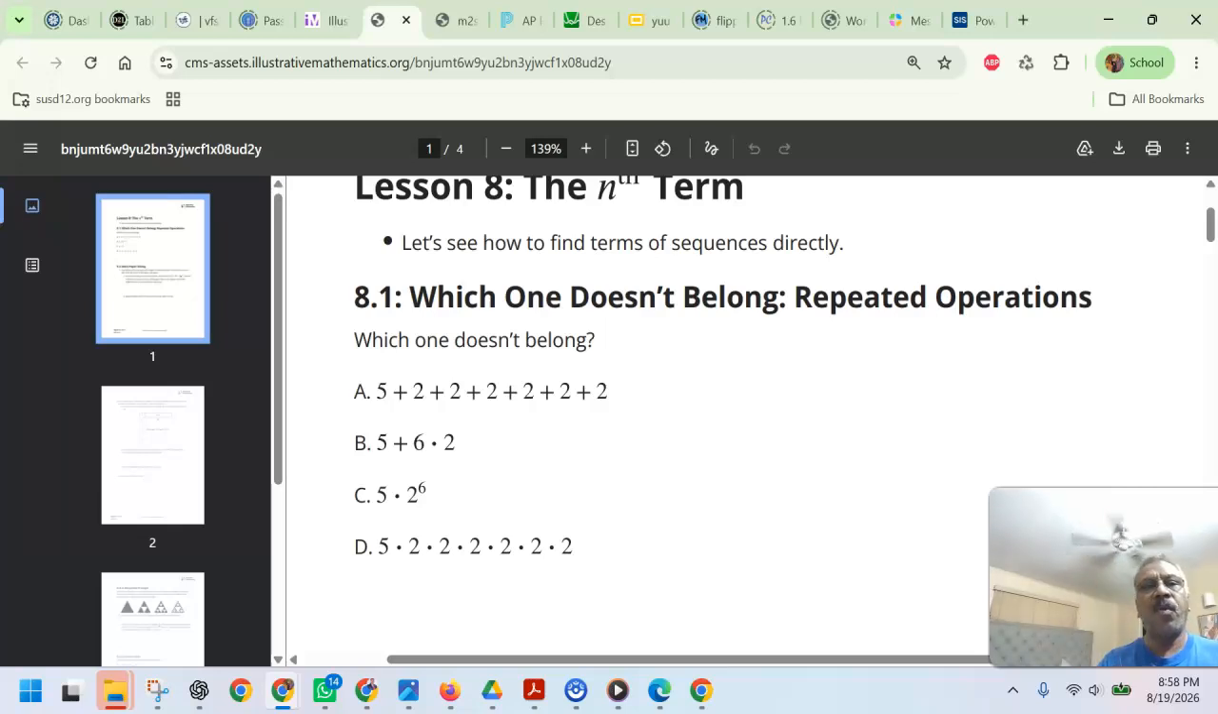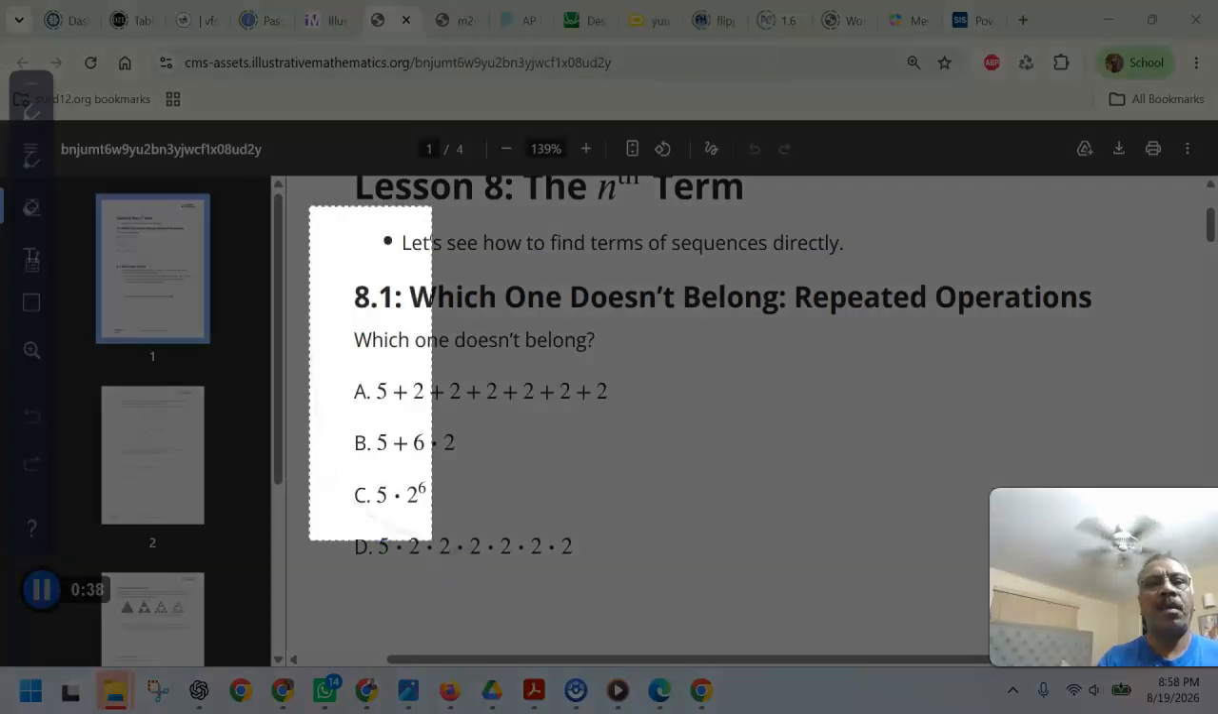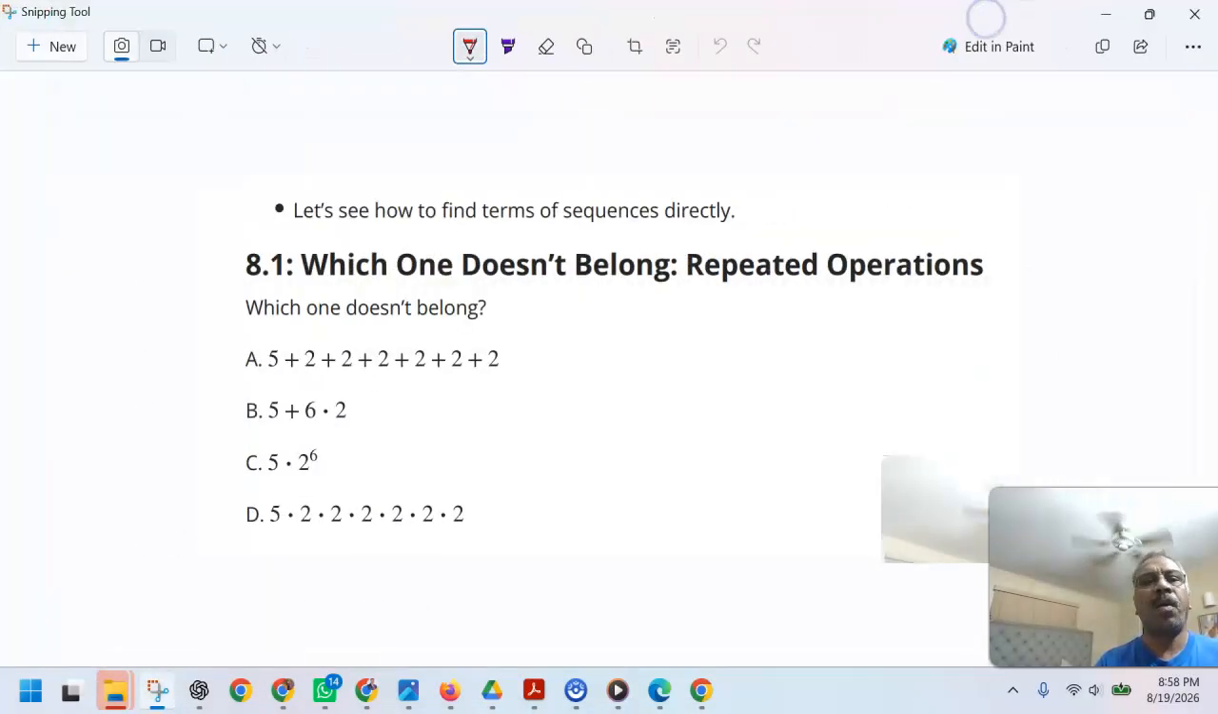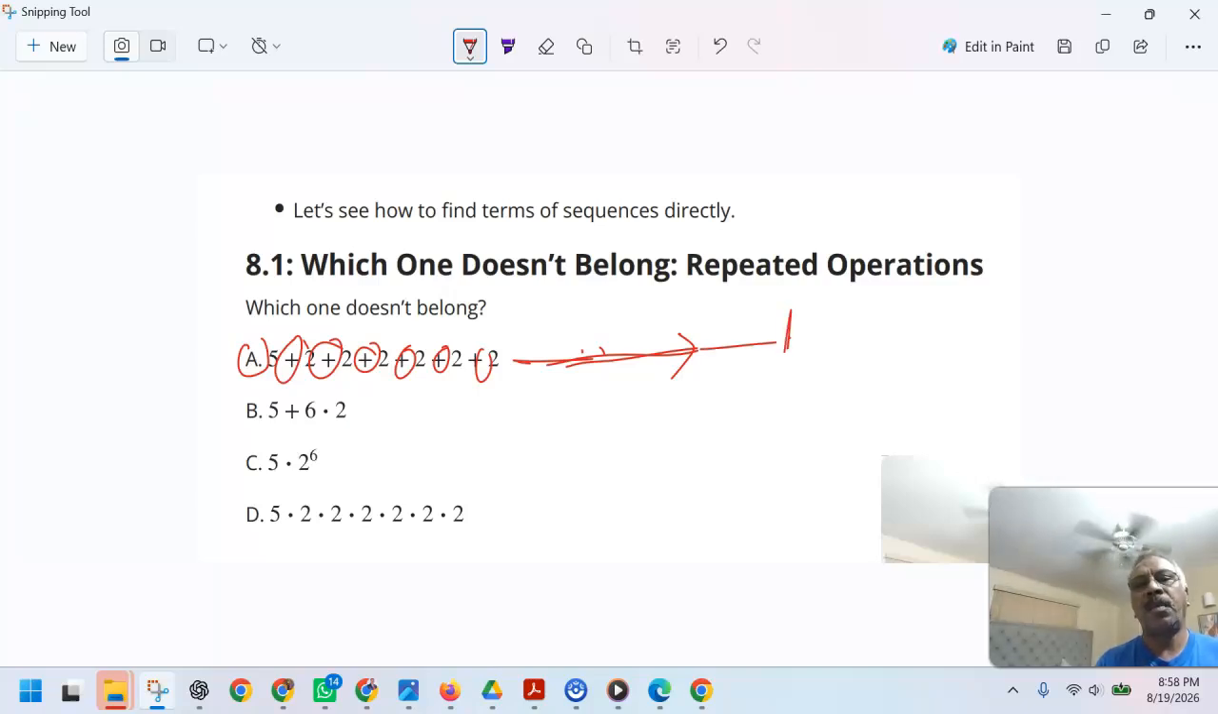Among the four expressions that you see, the question is which one does not belong, or maybe which one is the odd one. Now, if you see the first one, this is the one that has only addition. This is the only expression that has only addition.